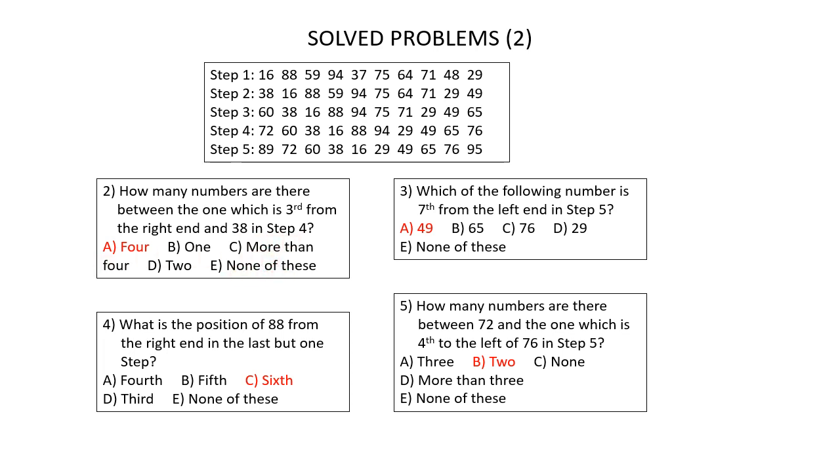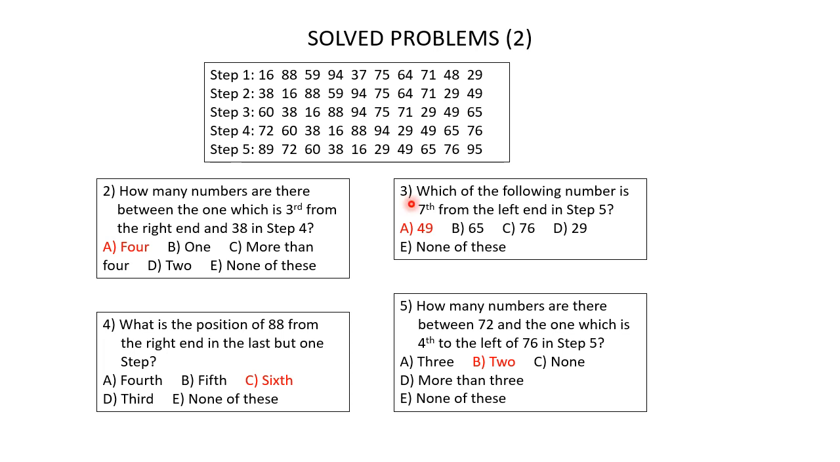the correct one. So here you have to find out how many numbers are there between the number which is third from the right end and 38 in step 4. So you have step 4 here, and third from the right end is 1, 2, 3. Third from the right end is 49, and clearly between 49 and 38 you can see that there are 4 numbers. So the correct answer is option A, 4.